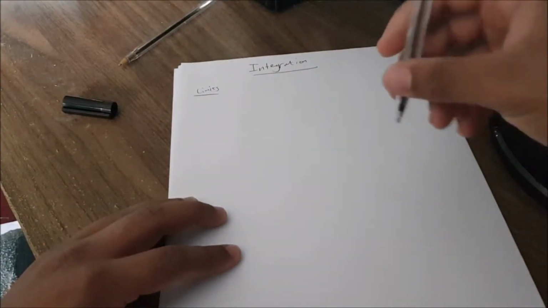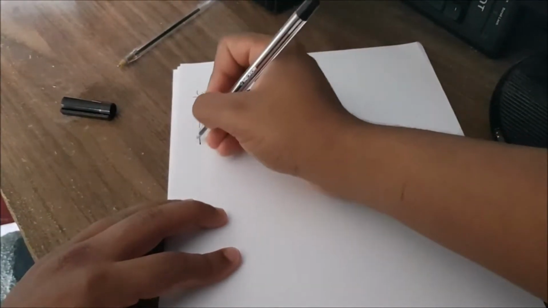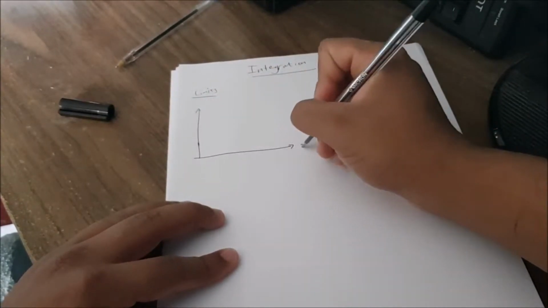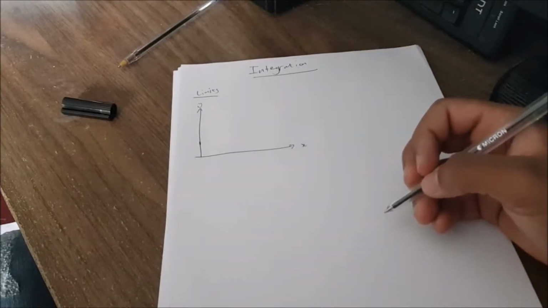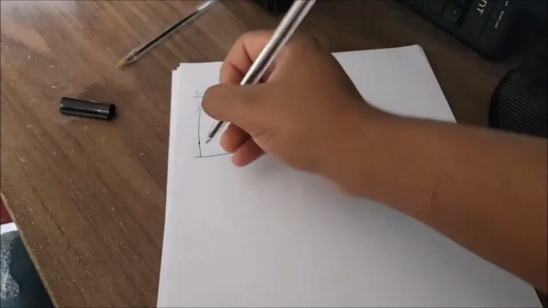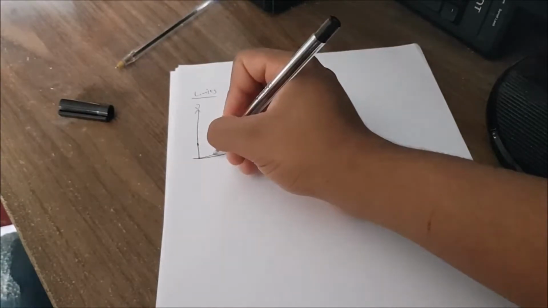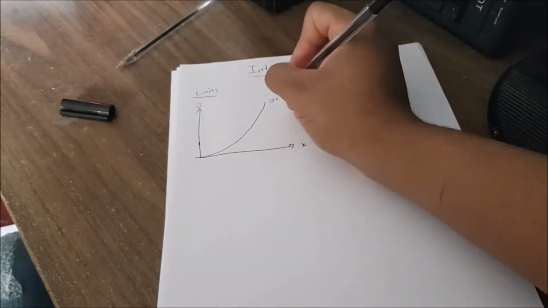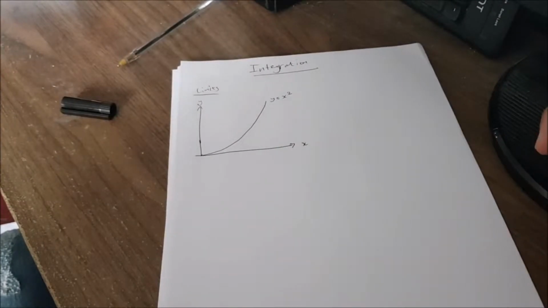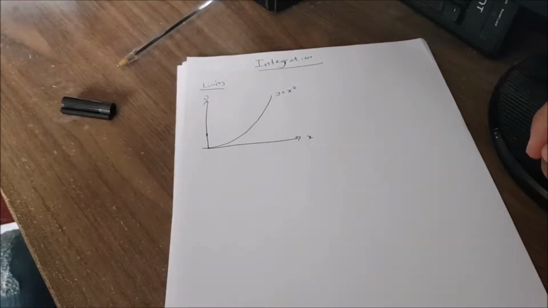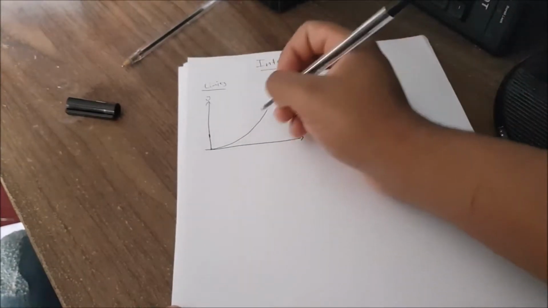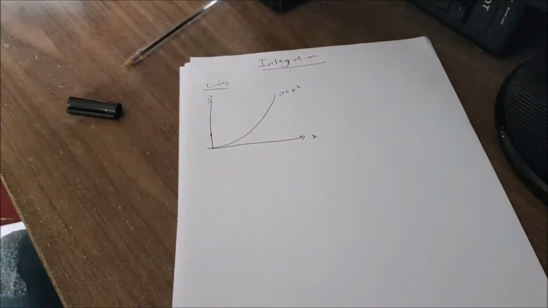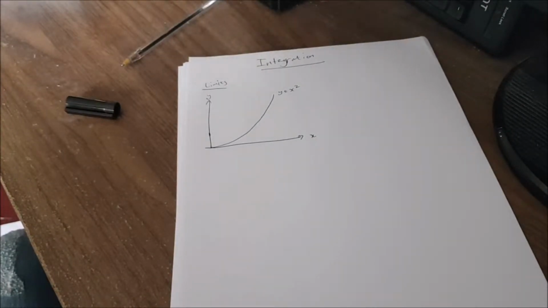So, let's consider an XY graph. What we want to do is let's draw a graph of y equals x squared. That's just what we're going to draw at the moment. So, from this, we can say that, okay, how will we find the area underneath this graph?